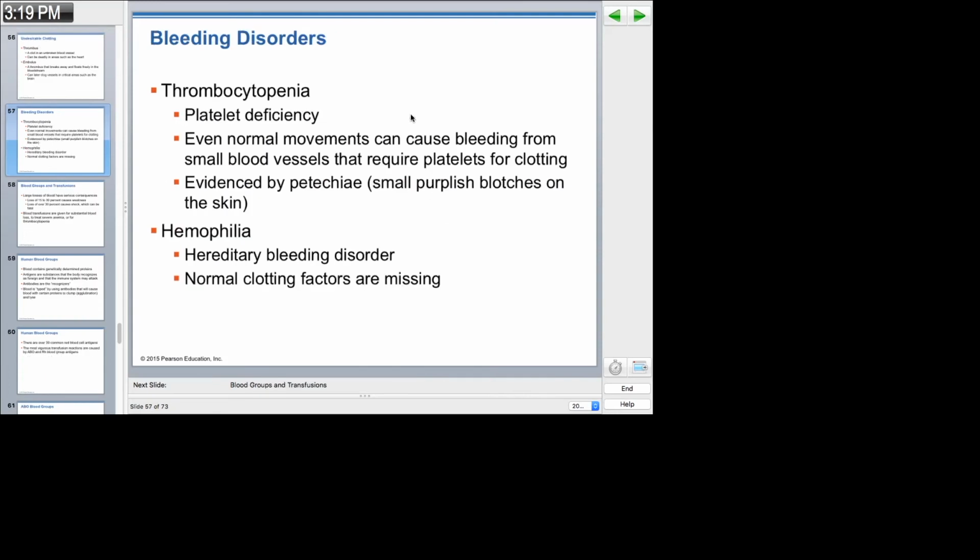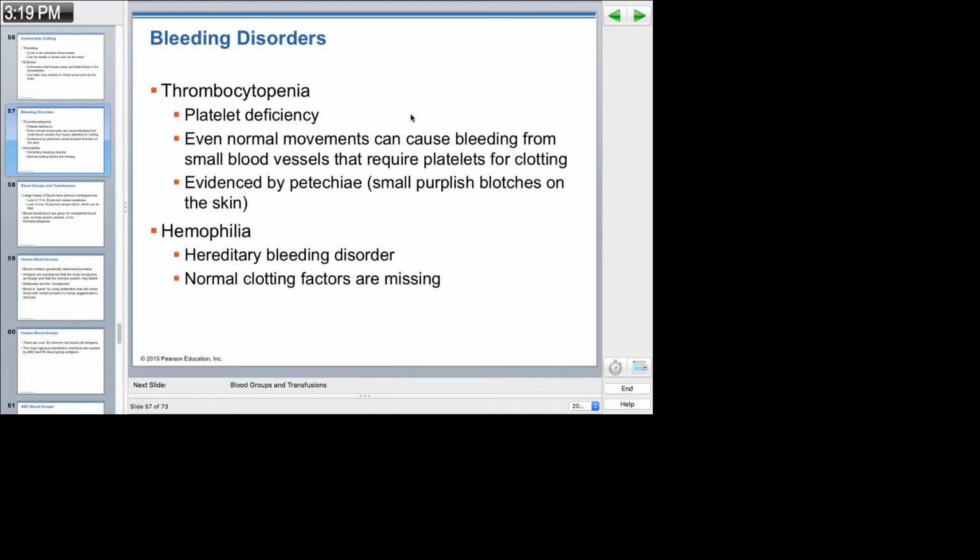Finally, we have bleeding disorders. There are several bleeding disorders. They can be found on page 342 in your textbook. Know that chart on page 342.